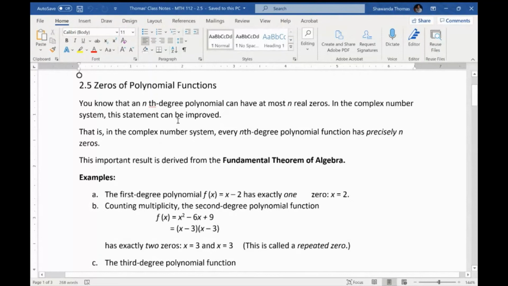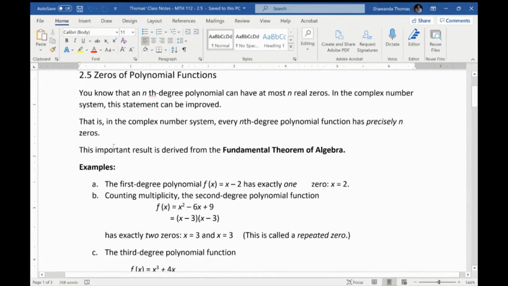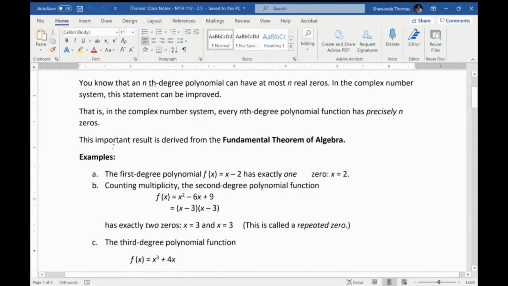This statement can be improved. That is, in the complex number system, every nth degree polynomial function has precisely n zeros. Now, some of those zeros might be called real, rational, or imaginary. For the most part, you're not going to see imaginary numbers on a graph, but you can see the real zeros on a graph.